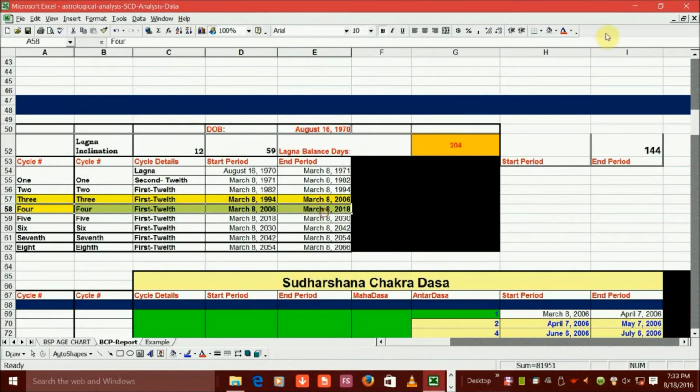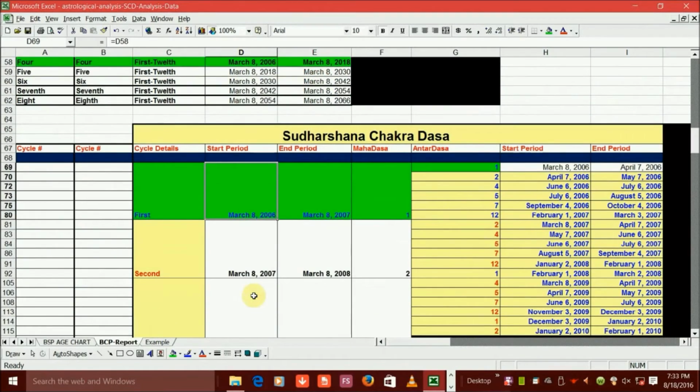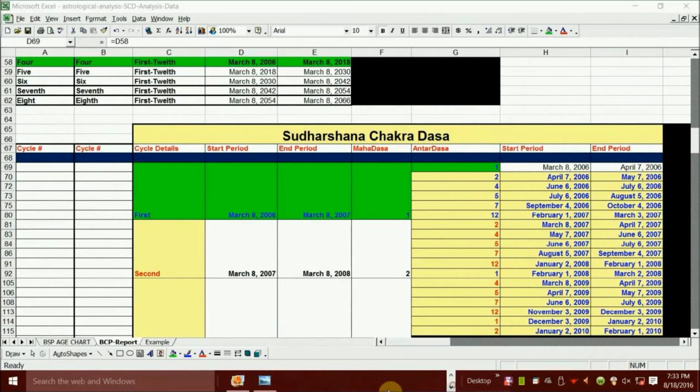This is a rare event. Very rarely does a native get married during the 4th cycle, and there are plenty of astrological reasons for her, but let's not worry about that now. Let's go to the Sudarshan Chakra Dasa. So on March the 1st, you see the native got married on 19th June 2007.